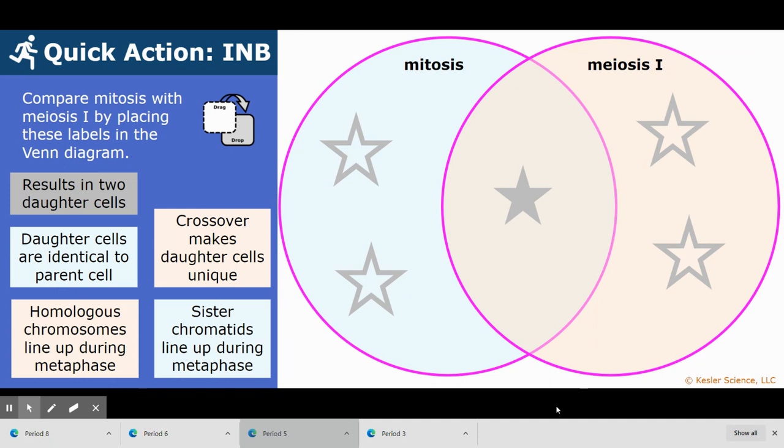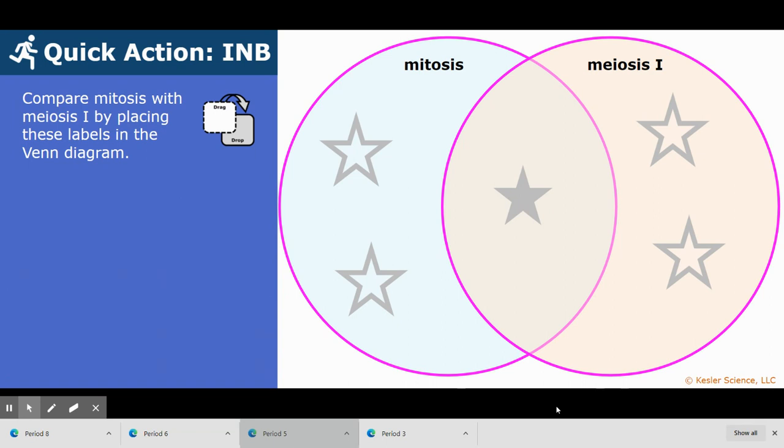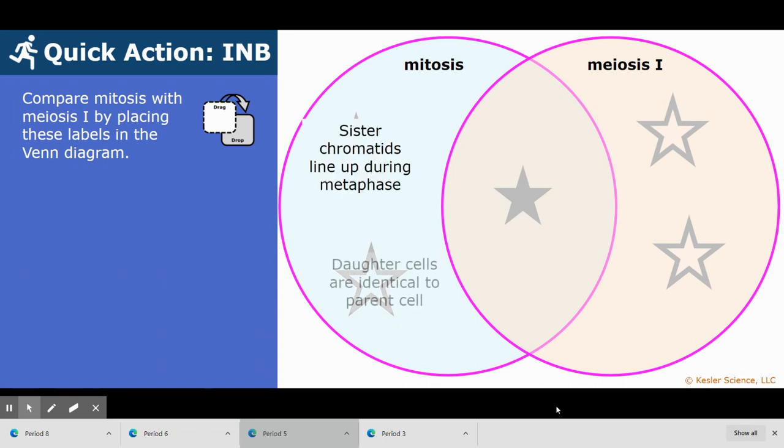Here's another click and drag activity. You're going to be comparing mitosis with meiosis 1. So you're going to read these little cards and move them to where you think it's describing, or which phase it's describing. And one of them is going to be the same for both. All right, so our first one we're going to take a look at is sister chromatids line up during metaphase.